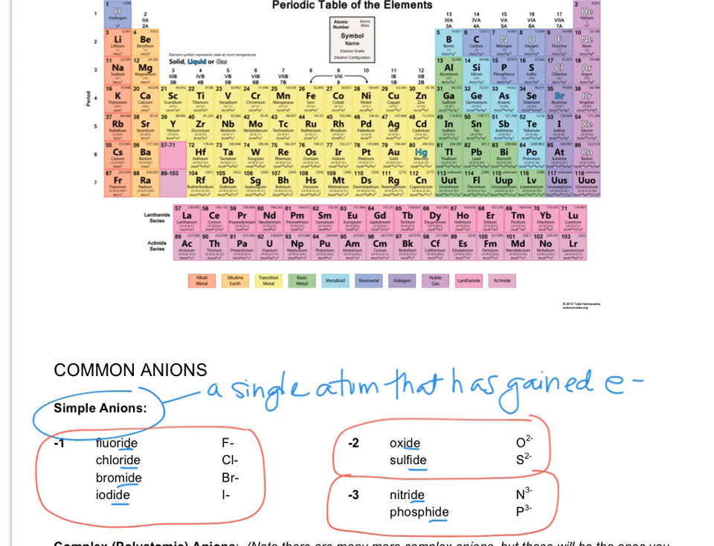So based on where things are in the periodic table, if I said, what kind of ion does sulfur form, you should be able to say, oh, okay, these are 1-, these are 2-, these are 3-. So sulfur must be 2-. This concludes the introduction to simple cations and anions. You are now ready to take the quiz.